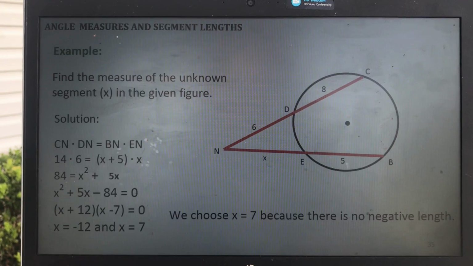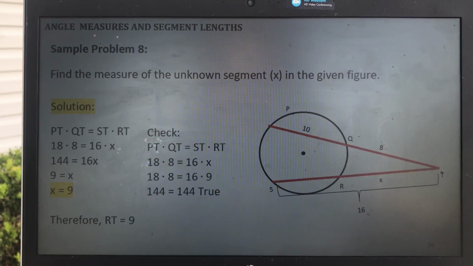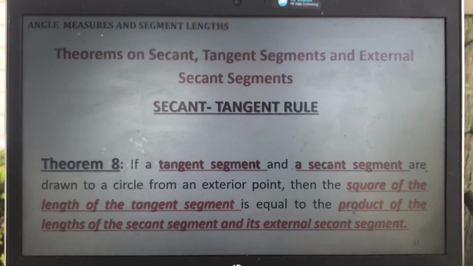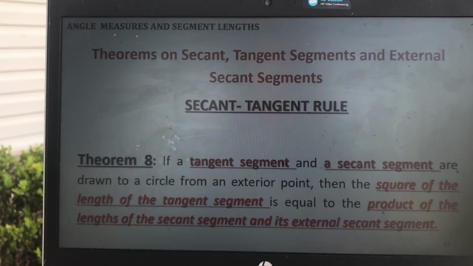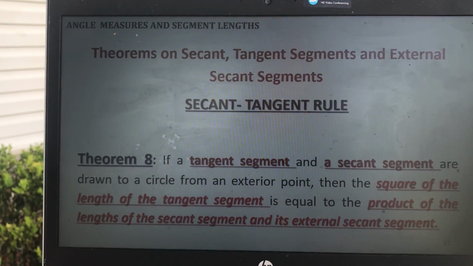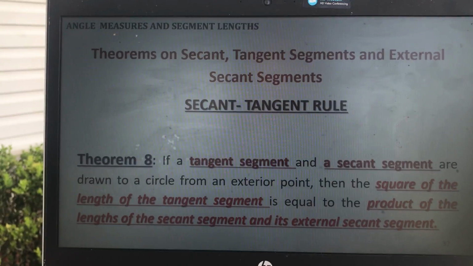Now let's do the following example here. This one we already completed. Now we move on to Theorem 8. Your Theorem 8 is also called your secant tangent rule, and you can already predict what it's about. It's about a secant and a tangent. So the story is as follows.